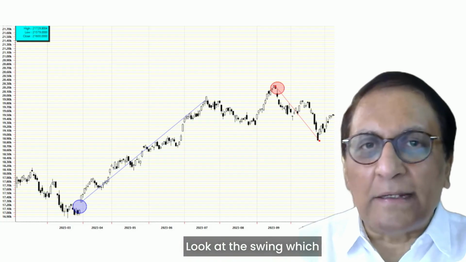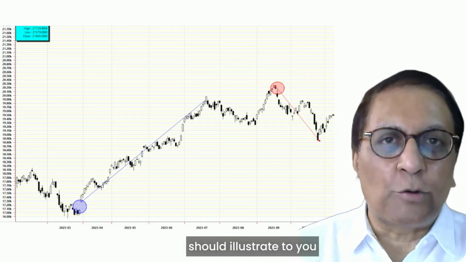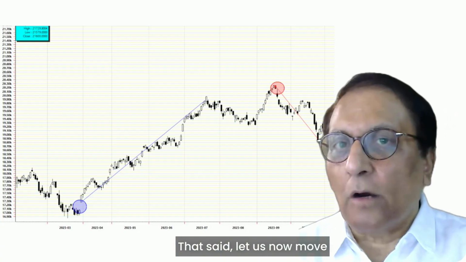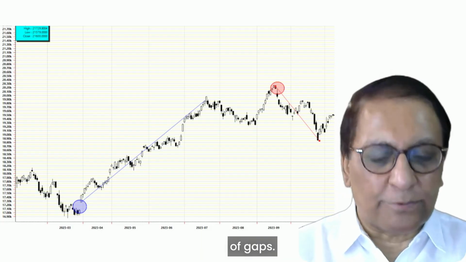Look at the swing which these gaps gave you. So this example itself should illustrate to you the power of gaps. That said, let us now move on to the characteristics of gaps.